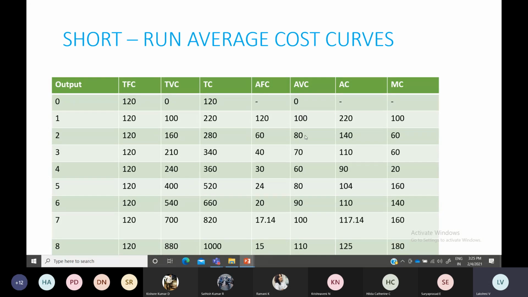So 100, it is starting, and it keeps on diminishing. Okay, so it has 80, 70, 60, it has diminished to this level. So after a certain point, it again started to increase. So average variable cost, if you see, it is actually a U-shaped curve. Average variable cost is a U-shaped curve because it has got a decline. After that, it will again rise after a minimum point.